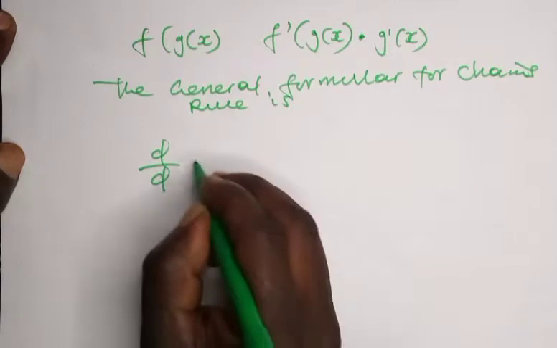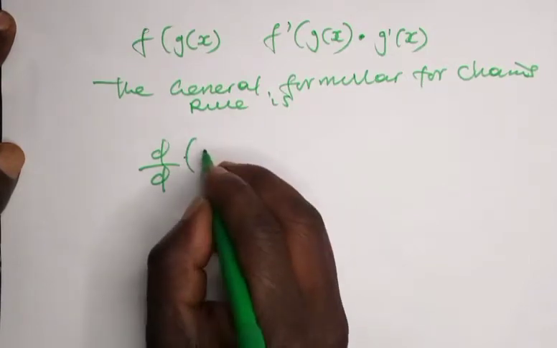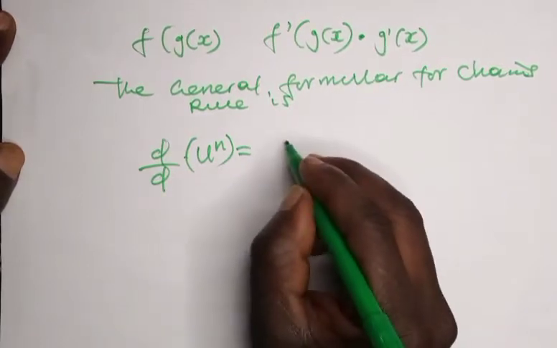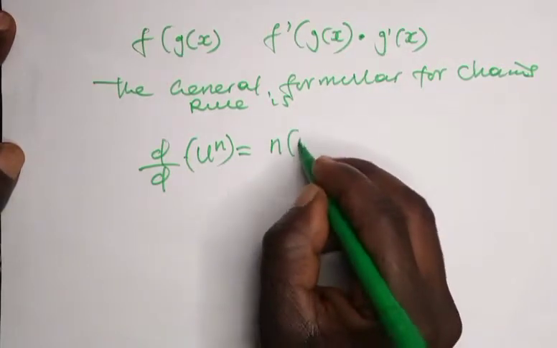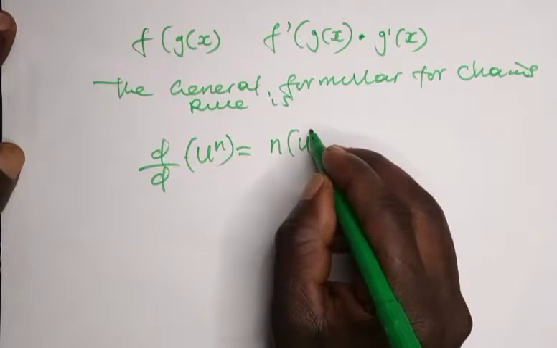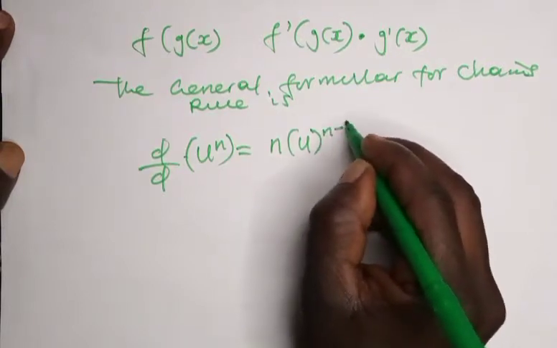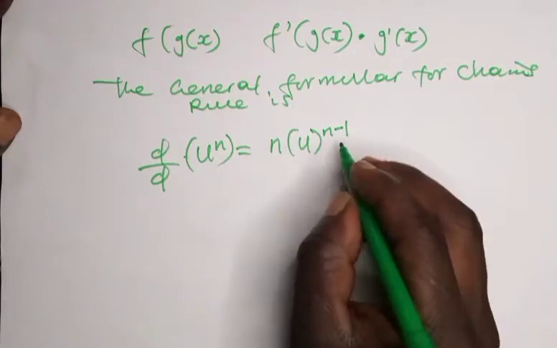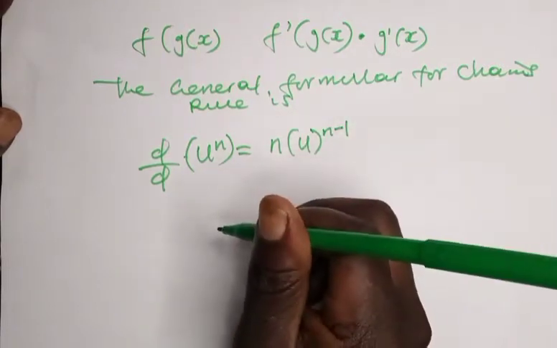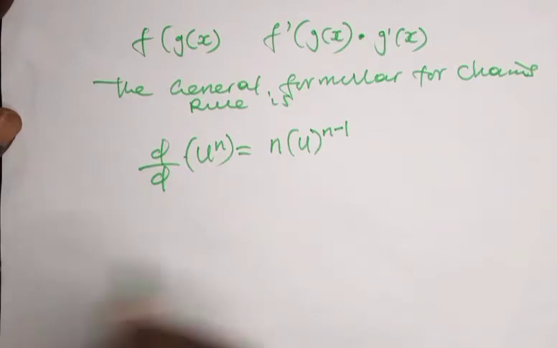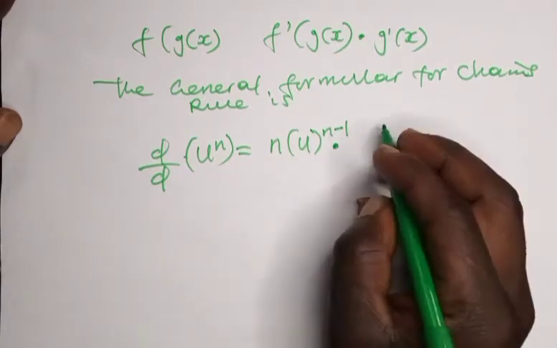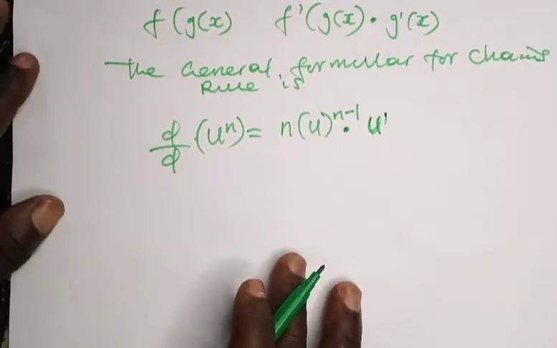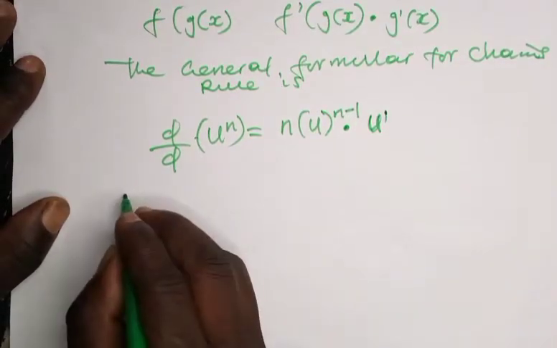d over du of u power n equals n u power n minus 1. I think you remember here where we did this by differentiating the given function, multiplied by the derivative of u. So now let's try to work out this example.